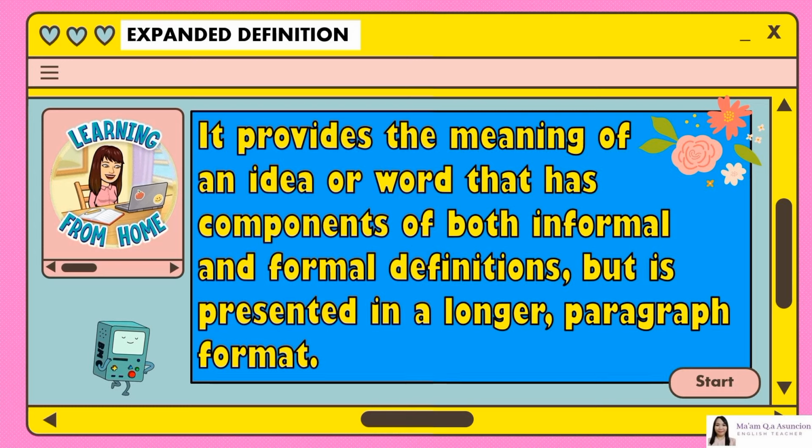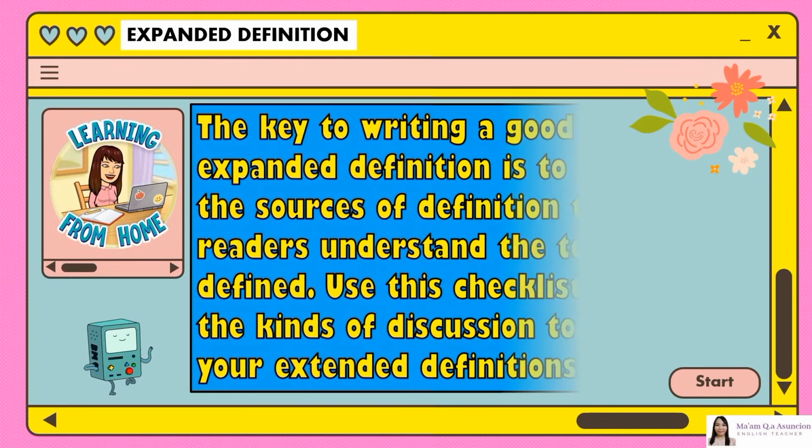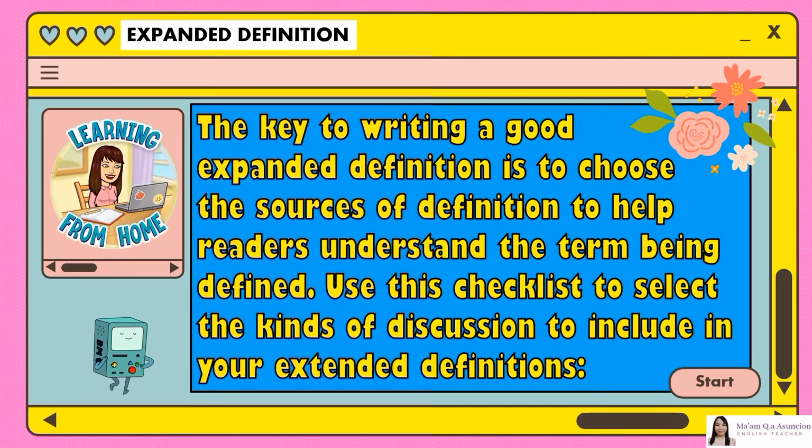For example, description, process narration, causal discussion, and classification. Notice how many different kinds of writing are indicated in the examples in this chapter. The key to writing a good expanded definition is to choose the sources of definition to help readers understand the term being defined. Use this checklist to select the kinds of discussion to include in your extended definitions.